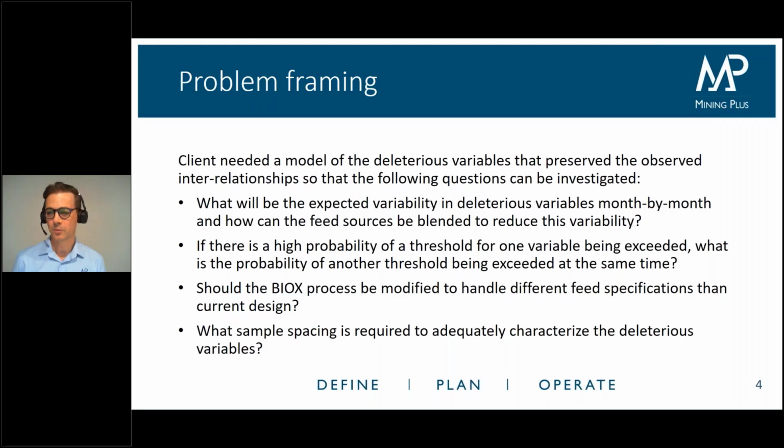If there is a high probability of a threshold for one variable being exceeded, what is the probability of another threshold being exceeded at the same time? Should the BIOX process be modified to handle different feed specifications than current design? And what sample spacing is required to adequately characterize the deleterious variables?